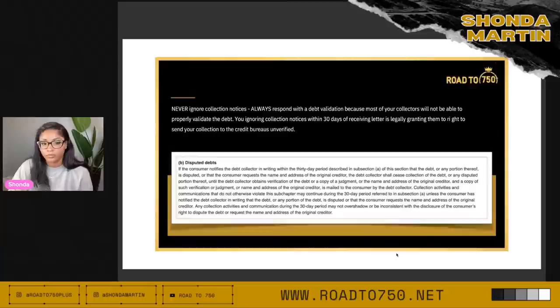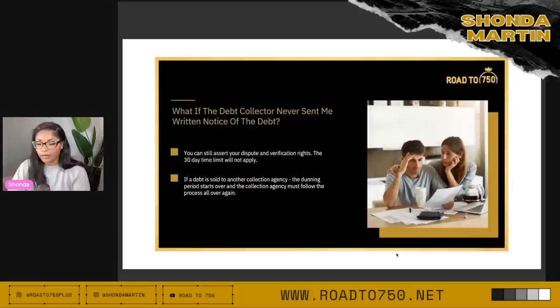Also, here's another screenshot. I already addressed this, but this is a question that I always get a lot. What if the debt collector never sent me a written notice? You can still assert and dispute your verification rights. The 30-day time limit will not apply, though. So you can say validate this debt, but if they are an a-hole company, they're going to be like, no, we don't have to do that because you didn't do it during the dunning period.